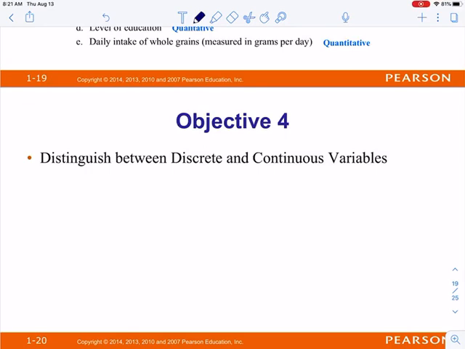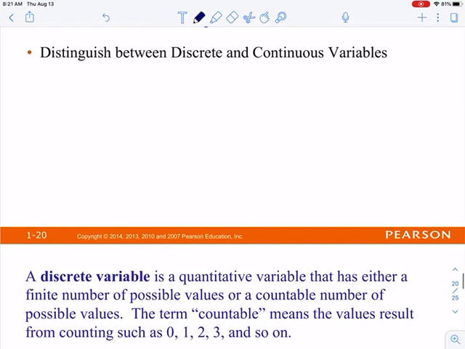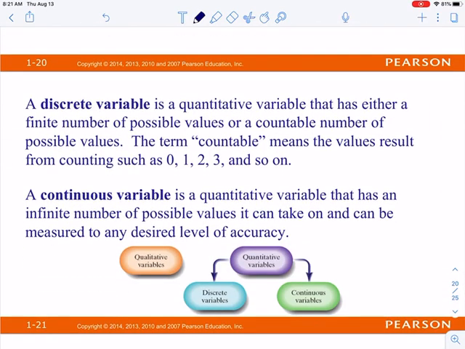So objective 4 is going to be to distinguish between discrete and continuous variables. A discrete variable is a quantitative variable that has either a finite number of possible values or a countable number of possible values. The term countable means that the values result from counting, such as 0, 1, 2, 3, and so on. So if we were in class and I wanted to count the number of people in class, again, that would be a discrete variable. I start counting 1, 2, 3, and eventually I'm going to get to the end of the number of students in the class. It's not going to go on forever.